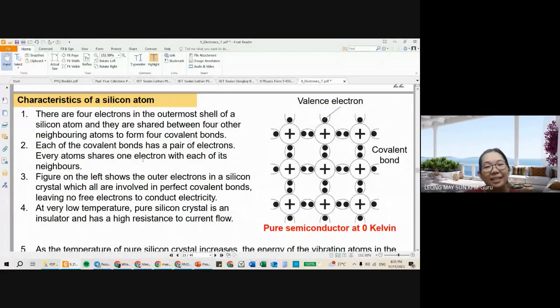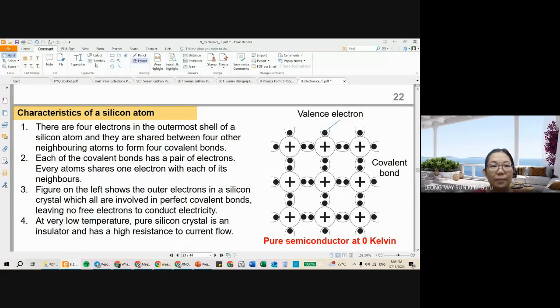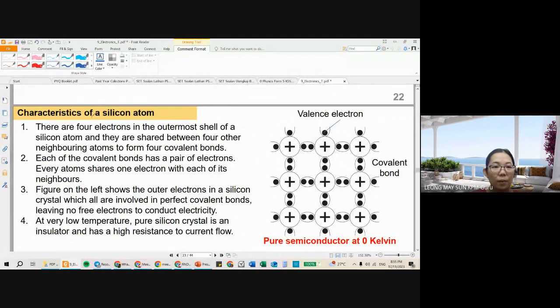All right, now silicon atoms. Silicon atoms are actually atoms with 4 valence electrons at the outermost shell. All right, so usually these 4 electrons will be shared with 4 other neighboring atoms.